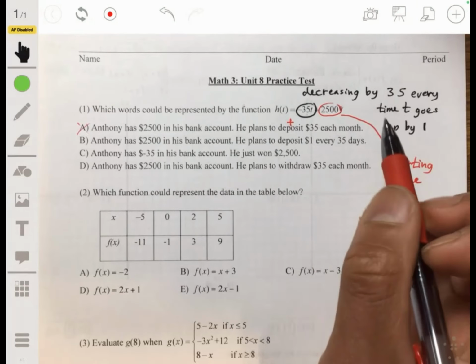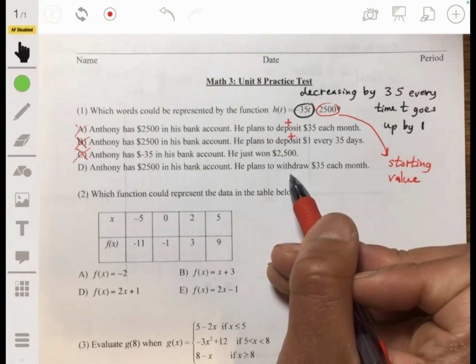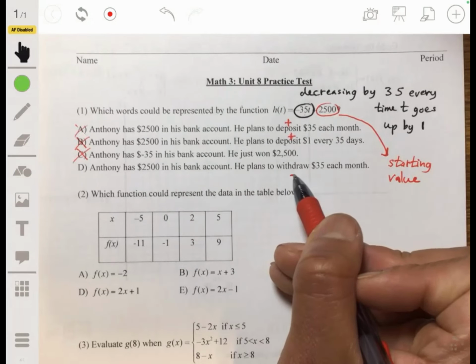C, Anthony has negative $35 in his bank account, and he just won $2,500. This is all wrong, so let's not even worry about that. And D, Anthony has $2,500 in his bank account, and he plans to withdraw $35 each month. That withdraw means he's going to lose money every month. So the t we can say is the number of months, and this is a good example of answer D.